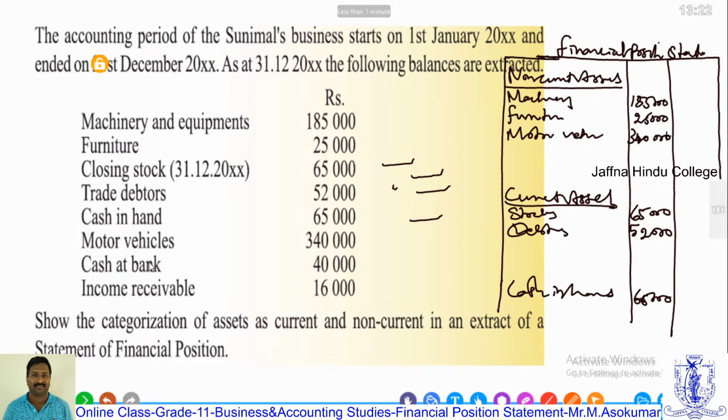Hazard bank is located under the current assets before cash in hand. Hazard bank, rupees 40,000. Income receivable, 16,000. Income receivable is also one of the current assets, placed next to debtors under the current assets.